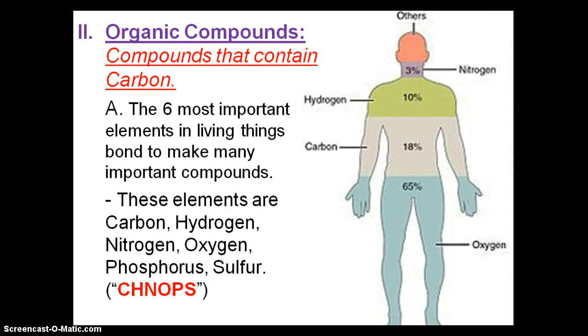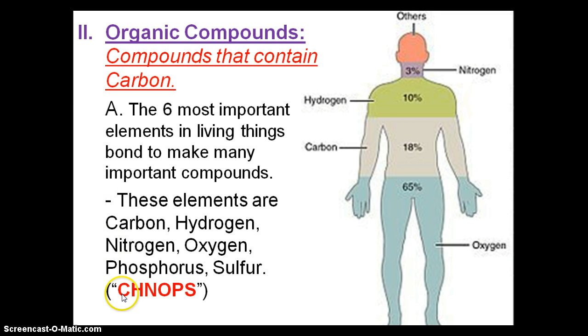Your organic compounds is a key word. Those are any compounds that contain carbon. The 6 most important elements in living things bond to make many important compounds. So your organic compounds, if they bond with carbon, they can make all kinds of things.